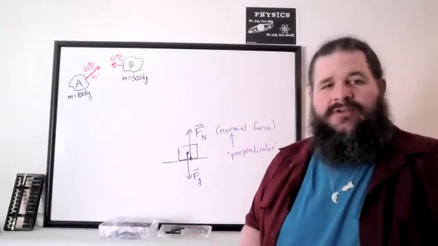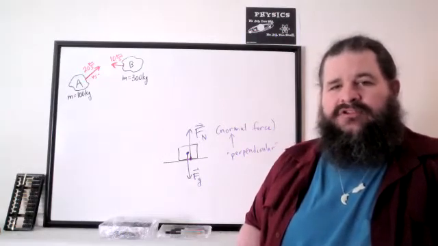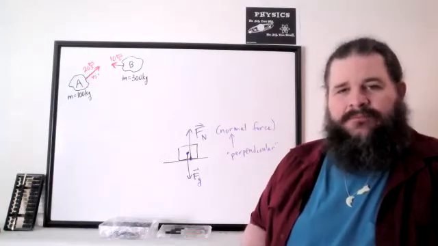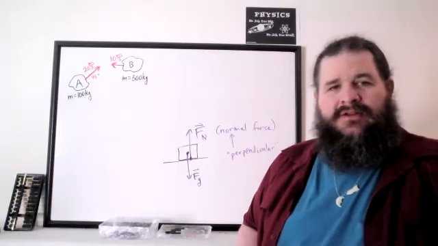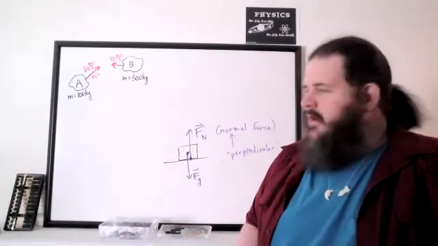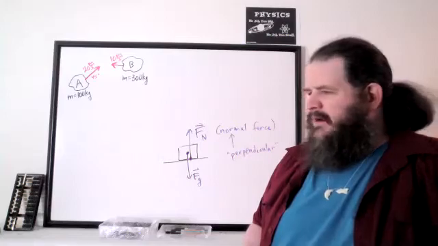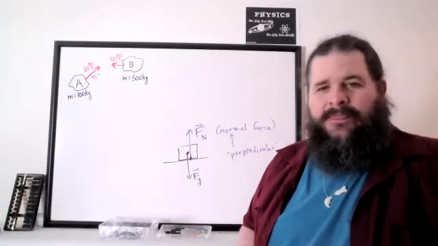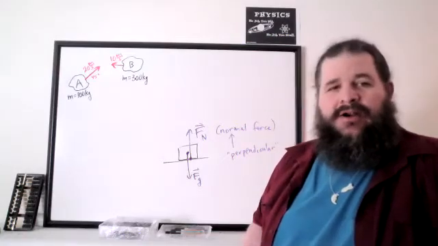Other examples of long-range forces would be electrical attraction and repulsion and magnetism. I think those are the only long-range forces we're going to be looking at in the 7 series. There are some other ones, but they only really matter at subatomic levels anyway. All the other forces we're going to care about are contact forces.